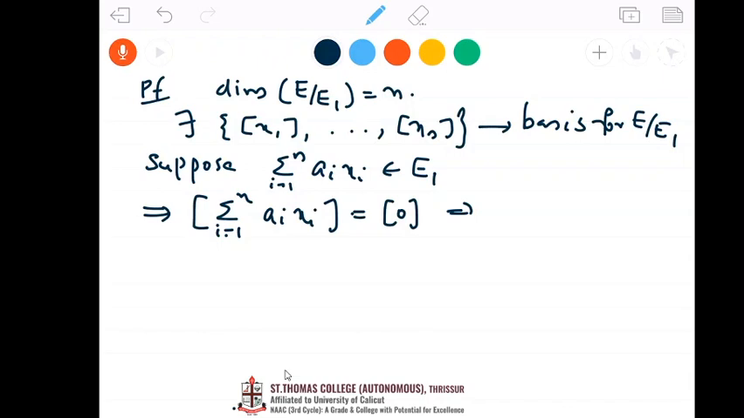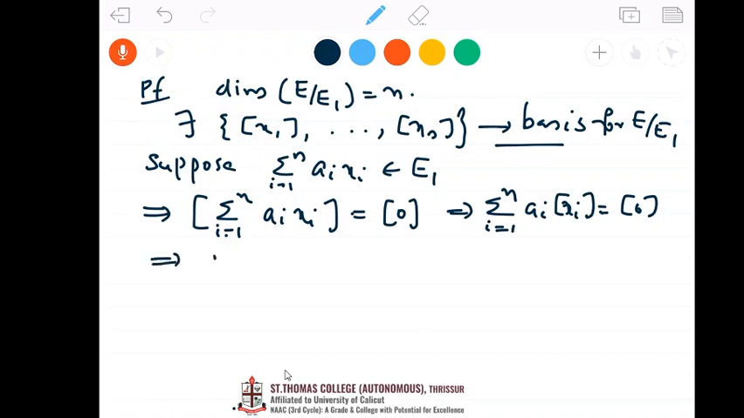Similarly, class of ax is a times class x. So we can express the left hand side as summation i equal to 1 to n ai class xi equal to class of 0, and class of 0 is the zero vector of E over E1. And class x1, class x2, etc., class xn forms a basis of E over E1. If this is a basis, then it is linearly independent. So if their linear combination equals 0, all the scalars must be equal to 0.